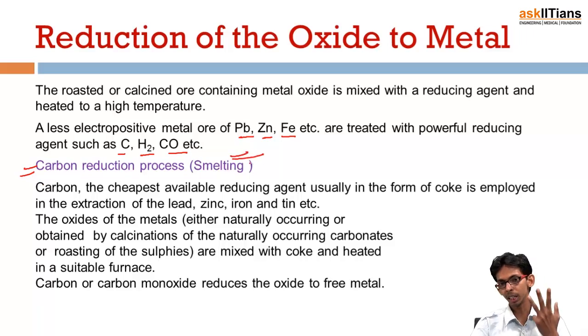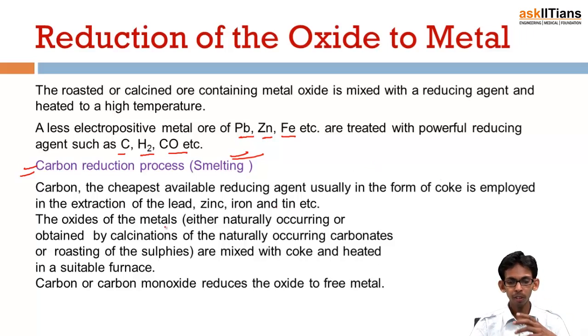So we discussed three processes: first calcination, then roasting, and then smelting. Calcination and roasting we have studied. Now the third one is smelting. Smelting is the process of obtaining metal from oxide ore by heating it with carbon. Carbon is the cheapest and a highly available reducing agent, usually present in the form of coke, and it is employed in extraction of lead, zinc, iron and tin, etc.